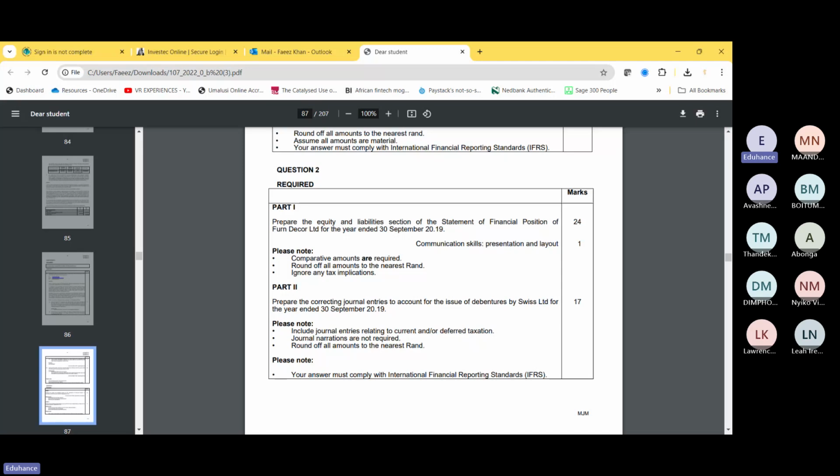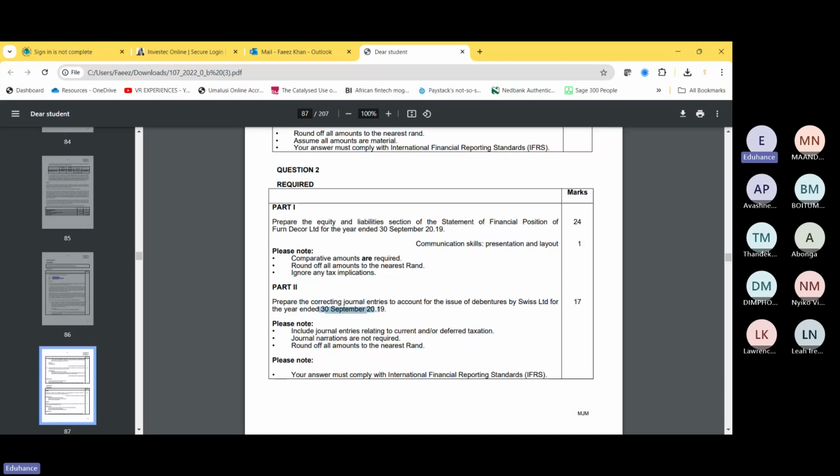So include journal entries relating to current and/or deferred tax. Journal narrations are not required. Round all amounts to the nearest rand. So just take note over here. They want correcting journal entries. I'm not going to do the correcting journal entries. I'm going to do the journal entries how it should have been done. Then you can do the correcting journal entries by saying what was done versus what should have been done and the difference. And take note, they only want it for the year ended 30th September 2019.